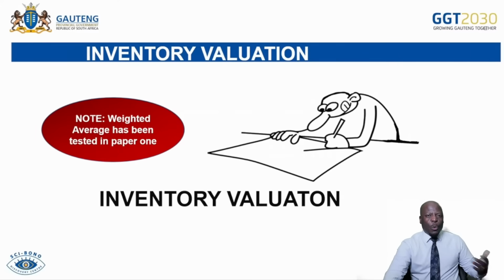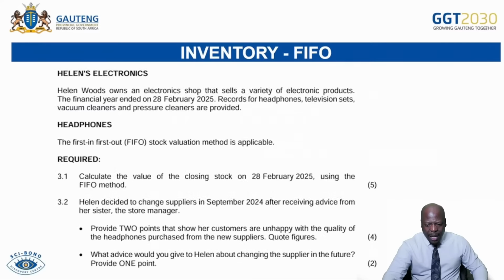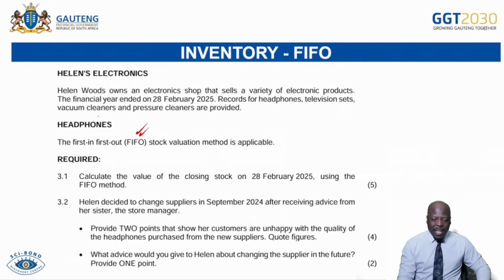So we know that when we wrote paper one, the weighted average was tested in paper one. But in this lesson, we're going to be looking at our first in, first out. So the question reads, Helen Woods owns an electronic shop that sells a variety of electronic products. The financial year ended on 28 February 2025.